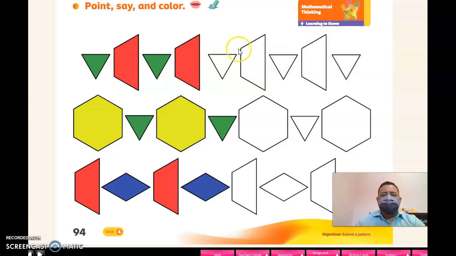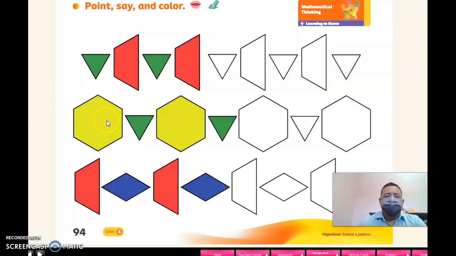We have to keep doing the pattern, la secuencia, y los niños lo hicieron de una forma muy buena. We have to color it. Tenemos que colorearlos de el color que tenemos ahí. For example, green, red, green, red, green, red, green, red, green. Y las figuras triangle, trapezoid. ¿Ok? Después acá abajo tenemos el hexagon, triangle, hexagon, triangle.